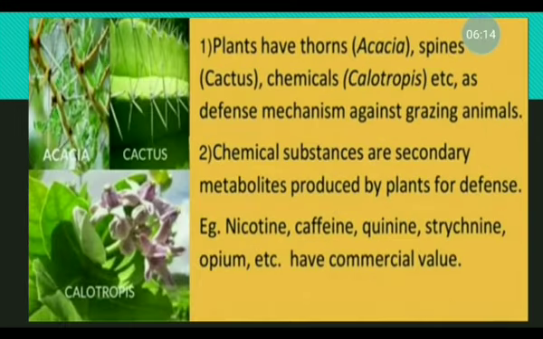Plants have thorns, that is Acacia, spines, that is cactus, chemicals, that is Calotropis, etc., as defense mechanisms against grazing animals. Chemical substances are secondary metabolites produced by plants for defense. For example, nicotine, caffeine, quinine, opium, etc.